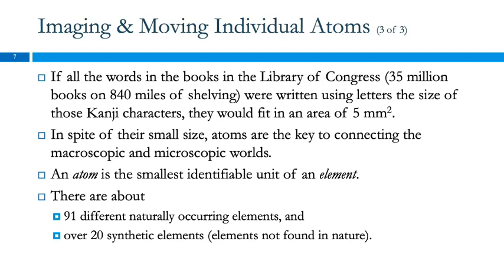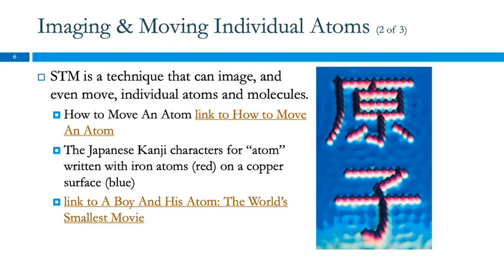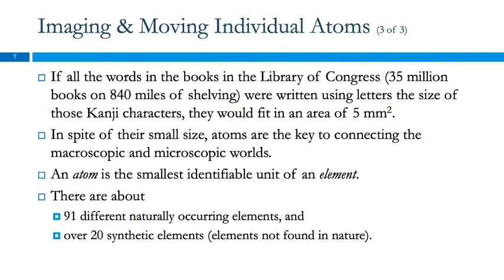So if you took all of the words in all of those books and wrote them the size of these kanji characters using atoms as pixels, all those letters would fit in an area of 5 square millimeters. That's 1 millimeter by 5 millimeters. All the letters in all the books in the Library of Congress. I don't know, that blows my mind.